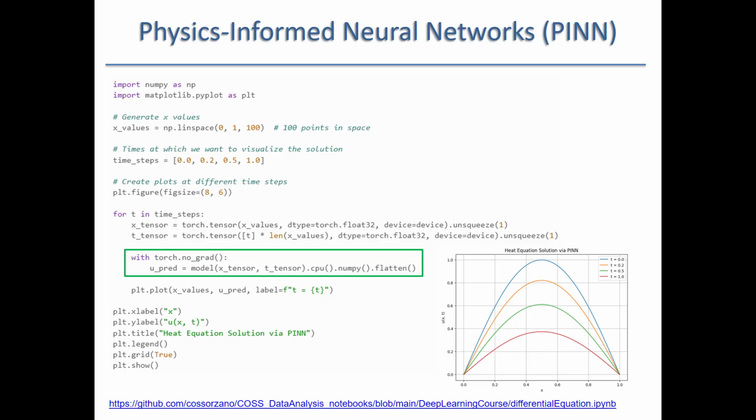So the neural network receives the space and time, and then it has to respect the differential equation, the boundary conditions, the initial conditions, and so on.